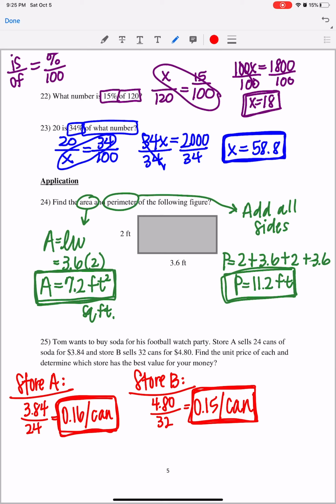So then determine which store has the best value for your money. It's not really that big of a difference, but would you rather pay 16 cents for a can, or 15 cents for a can? I'm going to save that penny and go to Store B.